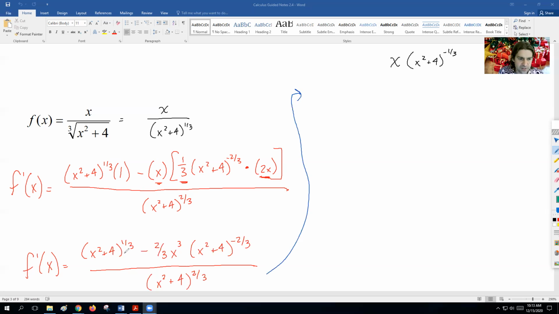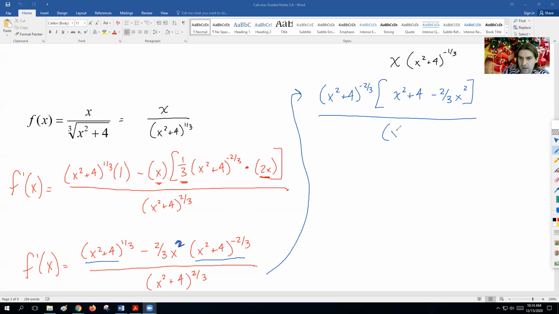To make this better, well, there's no number outside that they have in common. But they both have these x squared plus 4s, and the lowest power here is to the negative 2/3. So let's factor that out: (x squared plus 4) to the negative 2/3 power. If we factor that out, we're going to add a 2/3 power, so this just becomes (x squared plus 4) to the 1 power. Oh, you know what? That should be x squared. I'm just looking here, that's an x times an x, yeah, x squared. That'd be minus 2/3 x squared. And then all over (x squared plus 4) to the positive 2/3 power.